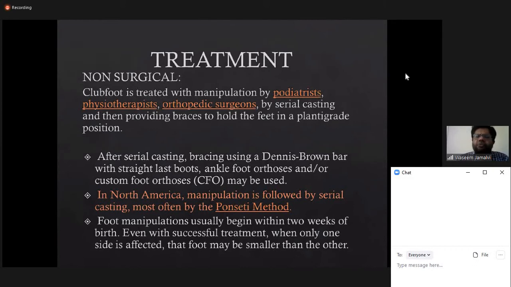In a study from North America, they said that if the manipulation is followed by the serial casting, it is the Ponseti method, and mostly the children can be managed by this casting and the physical therapy. The foot manipulation usually begins within two weeks of birth, and it is usually a successful treatment if it is one-sided or not a very severe condition.